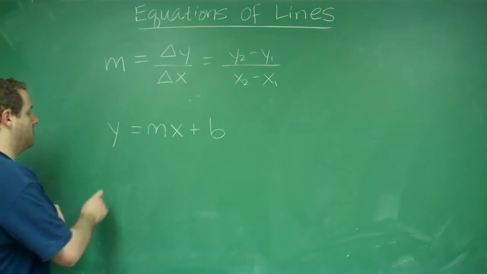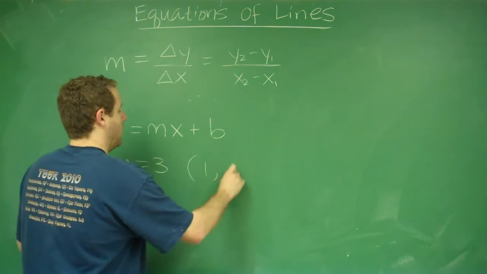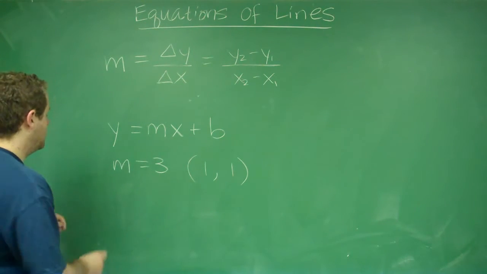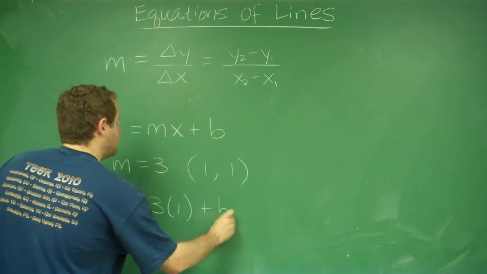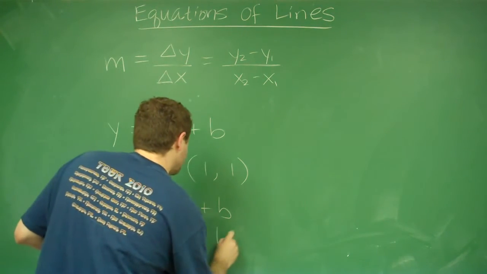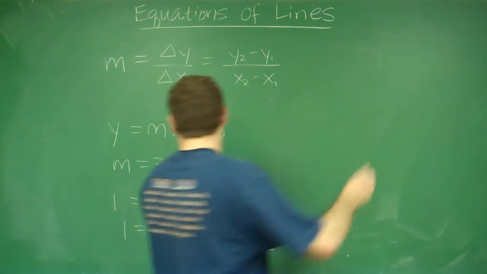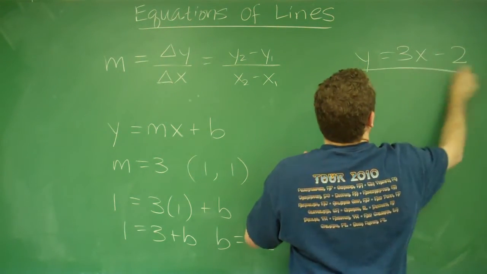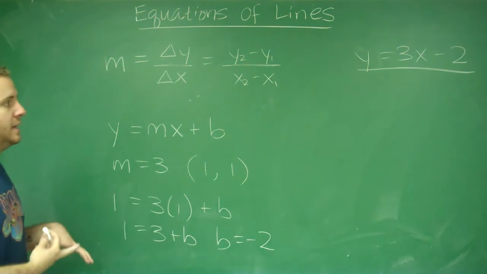So let's just say we had a line with slope 3 that goes through the point (1, 1), and I wanted to write the equation for that line. All we need to do is say 1 equals 3 times 1 plus b. So that b is equal to negative 2. So my line would be y equals 3x minus 2, and that would be your answer. So remember, y and x are always in your answer. You're trying to find m and b.